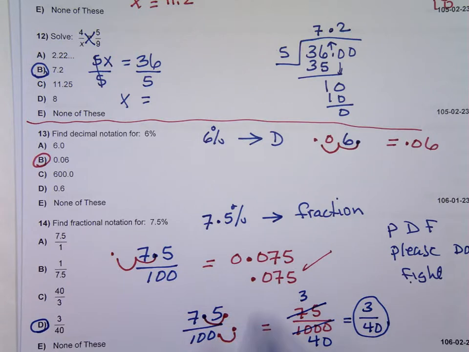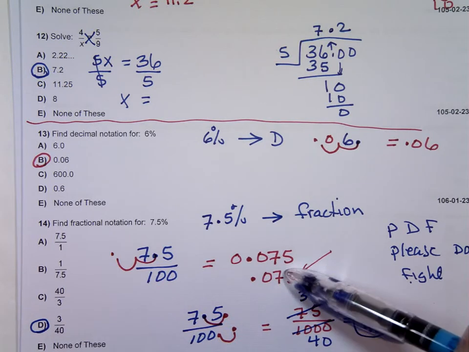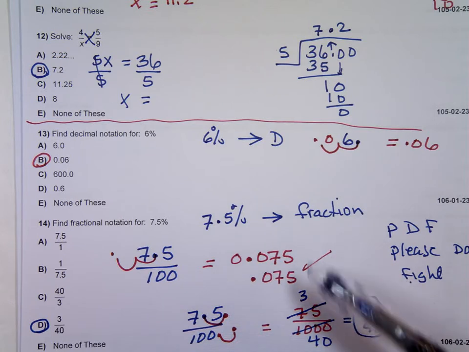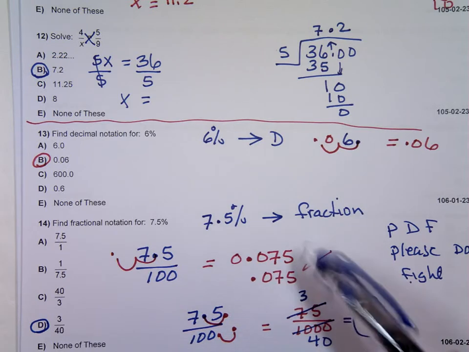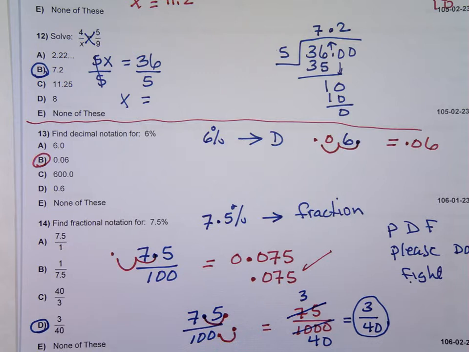What I did here is absolutely correct, except I forgot we're looking to change it to fraction, not to decimal. This is decimal. They want it as a fraction. I fell asleep here. I need more coffee.